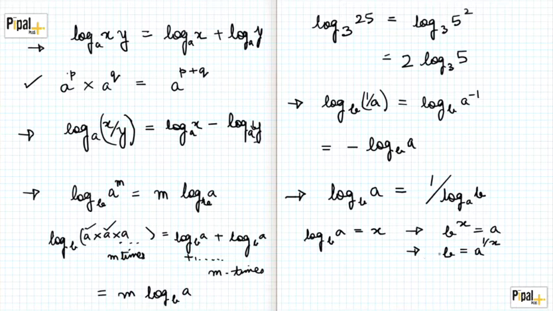Now if I take log base a of both sides, I get log base a of b equals log base a of a to the power 1 by x. Now I know that if I take the log base a of a to some power, I will just straight away get the power itself. So this becomes equal to 1 by x. Therefore, if x is log base b of a, then 1 by x is log base a of b. Hence, I have proved that when I exchange the base and the number whose log I am taking, it just becomes the reciprocal.